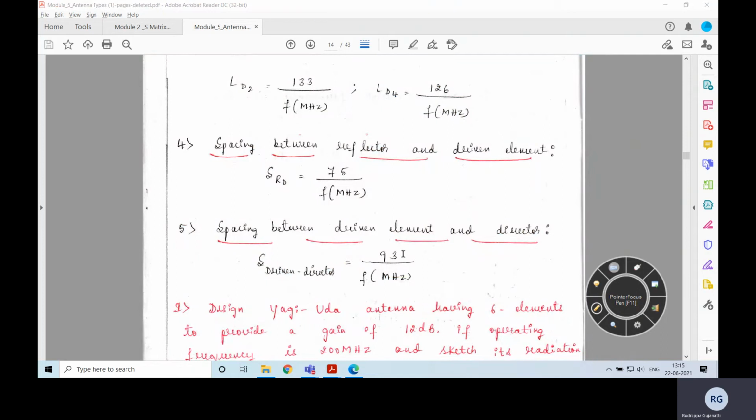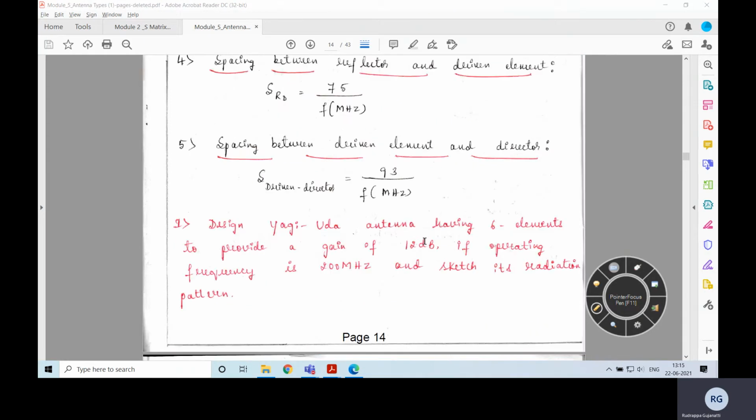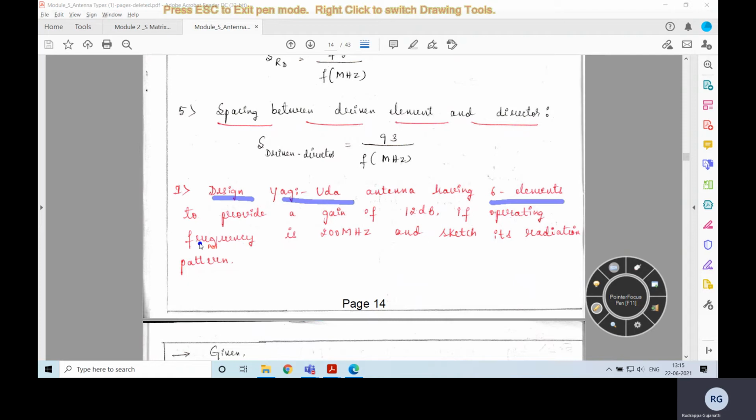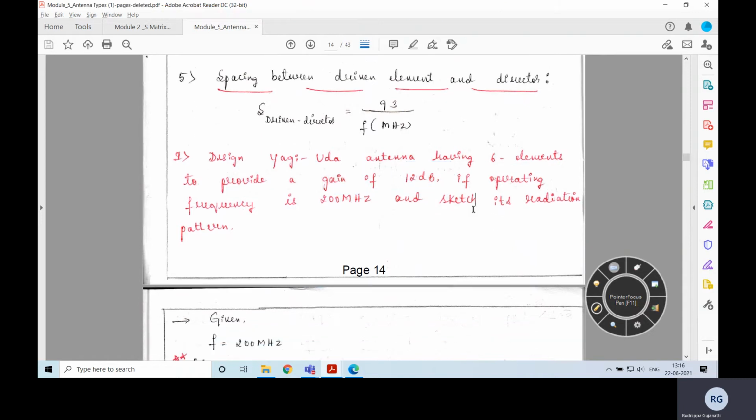Now let us solve a problem associated with its design and see what design considerations we have. We need to design a Yagi-Uda antenna having 6 elements: one reflector, one driven element, and 4 directors. It is to provide a gain of 12 dB. The operating frequency is 200 megahertz. Then it is specified to sketch the radiation pattern.